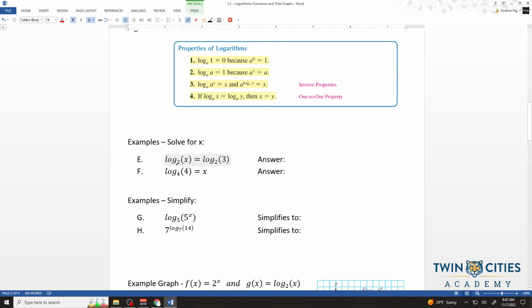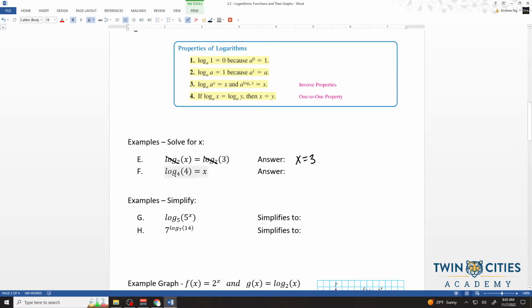Well, this is log base 2, and this is log base 2. So I can essentially say, based on this property right here, property 4, my 1-to-1 property, I can go this log base 2 and this log base 2. Okay, those will undo each other, leaving just x equals 3. And this is by this 1-to-1 property.